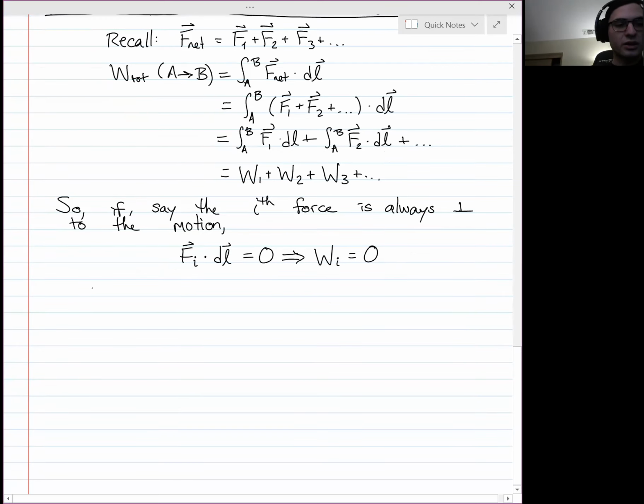So it means that we can greatly reduce the number of forces we have to consider when we compute work. For example, if half of your forces are perpendicular to the motion, then you don't even have to worry about those forces at all. You only have to worry about the forces that are in the direction of motion.